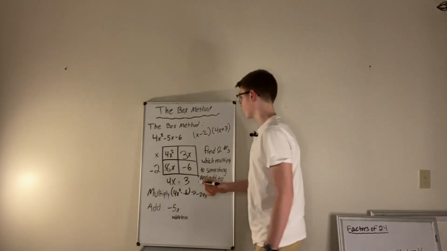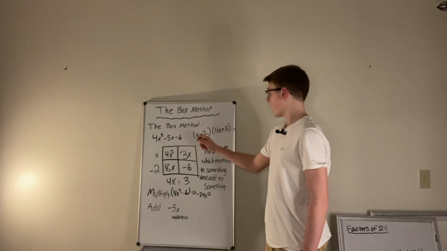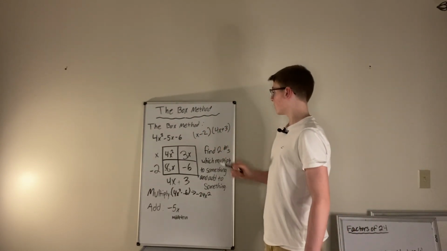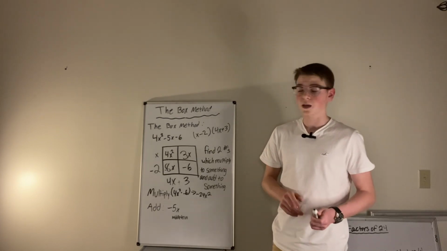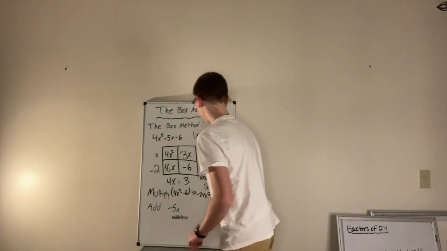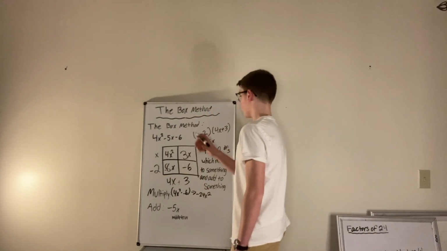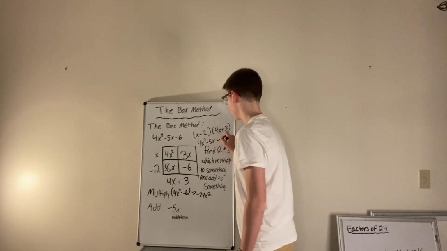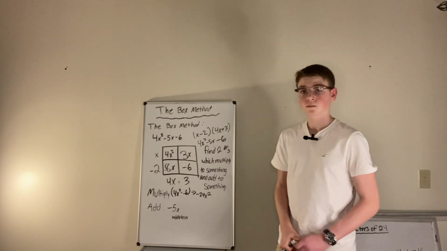And if you want to see, that comes back out. x times 4x is 4x squared. x times 3 is 3x. Negative 2 times 4x is negative 8x, plus 3x is negative 5x. So that'll be 4x squared minus 5x. Negative 2 times 3 is negative 6. So we factored our equation.